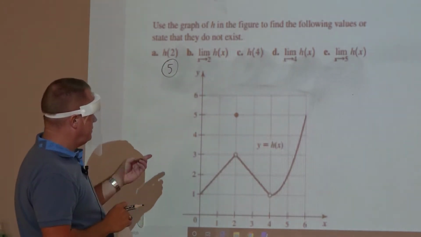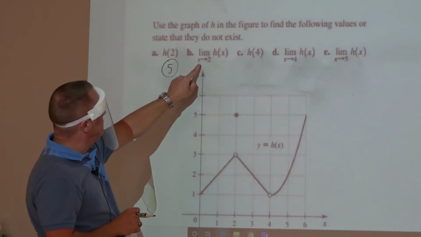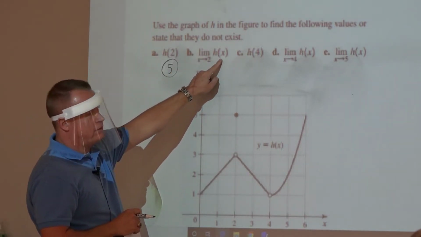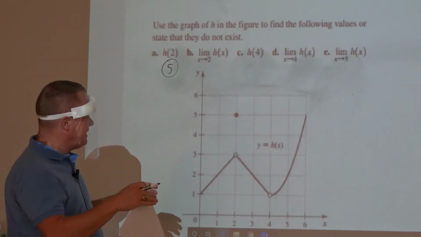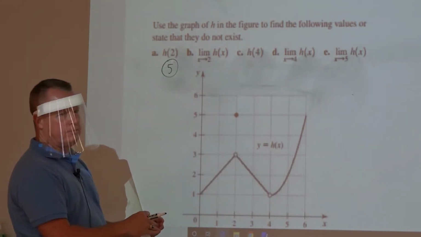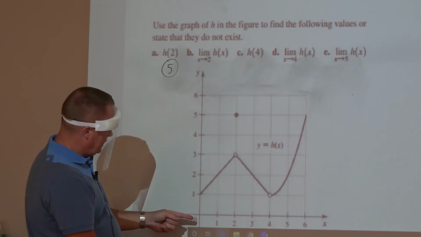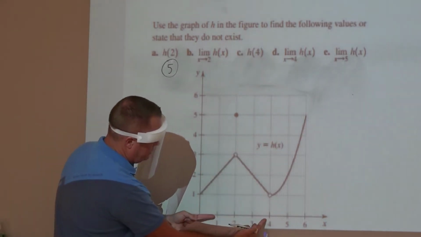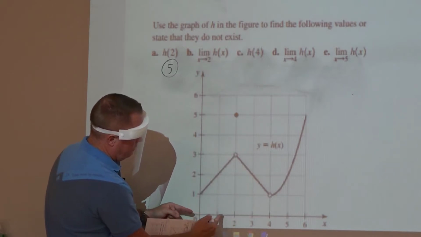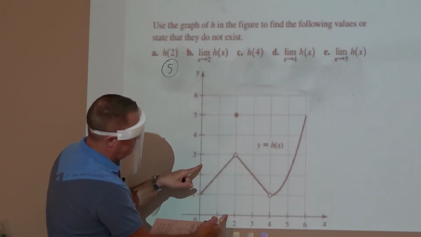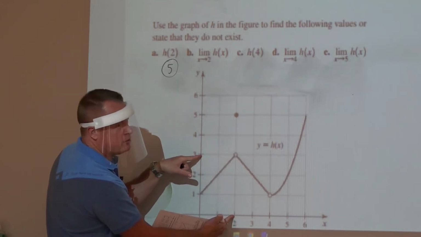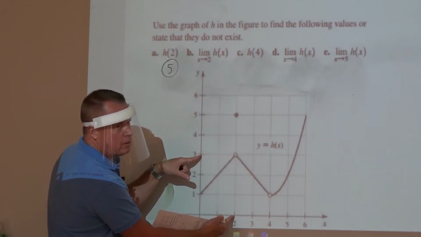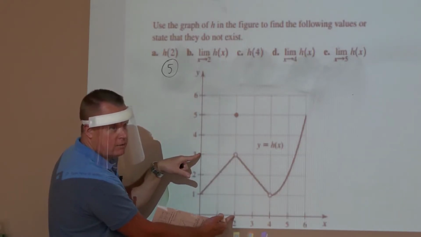Now do this one. The limit as x approaches 2 of the function. What is the y value getting close to as x gets close to 2? As x's get closer and closer to 2, what are the y values doing? When I'm right here, the y value is here. When I get here, the y value is here. What is it getting close to as I approach 2? It is approaching 3.